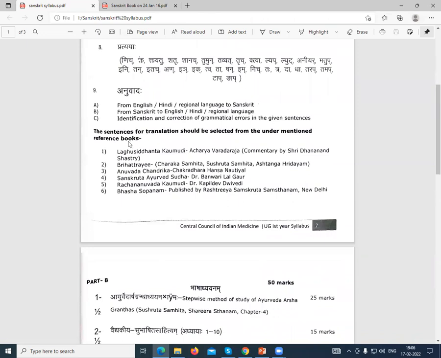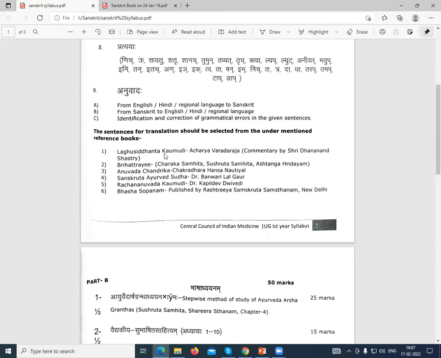Then the next topic in the Sanskrit syllabus is that sentences for translation will be selected by the examiner from the undermentioned reference books. For example, Laghu Siddhanta Kaumudi. Next is the Brihatrayi, that is Charaka Samhita, Sushruta Samhita or Ashtanga Hridayam. Then Anuvada Chandrika. Then Sanskrit Ayurveda Sudha. Then Rachananuvad Kaumudi and Bhasha Sopan. These are the six reference books from where the sentences or paragraphs will be collected and given for translation purposes.